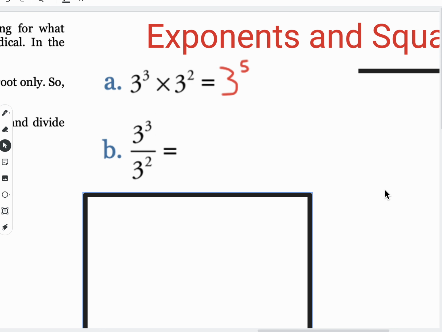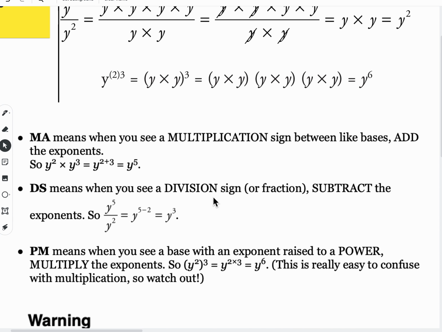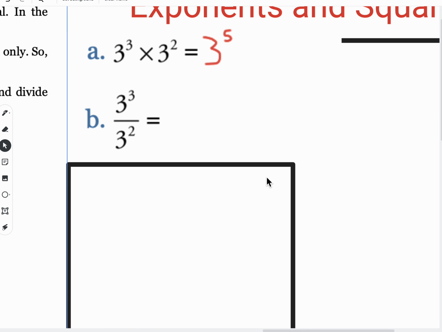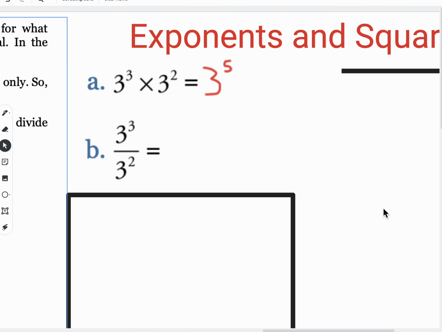Let's try B. 3 cubed divided by 3 squared. Here we'll go back to the division. That's DS. When you see a division sign or fraction, subtract the exponents. We can subtract 3 minus 2. This will get us to 3 to the first power.